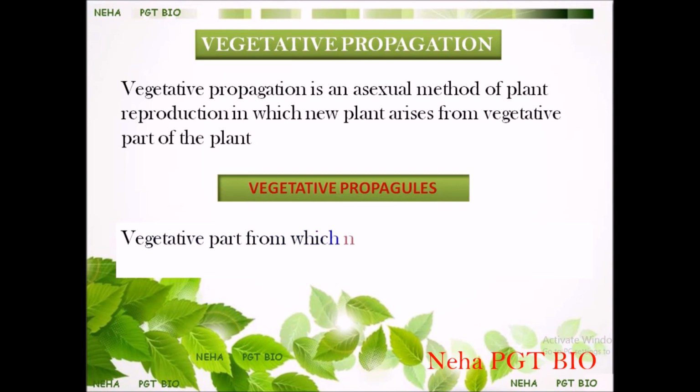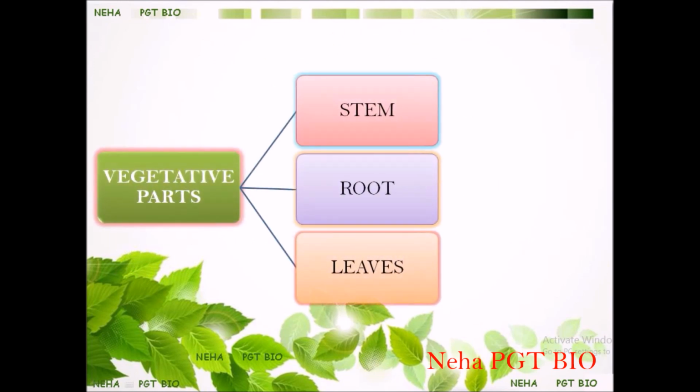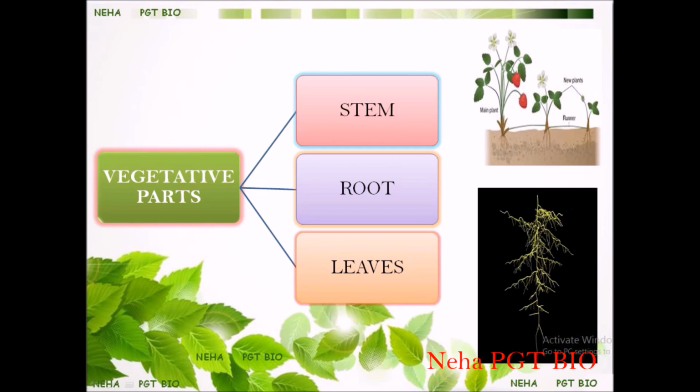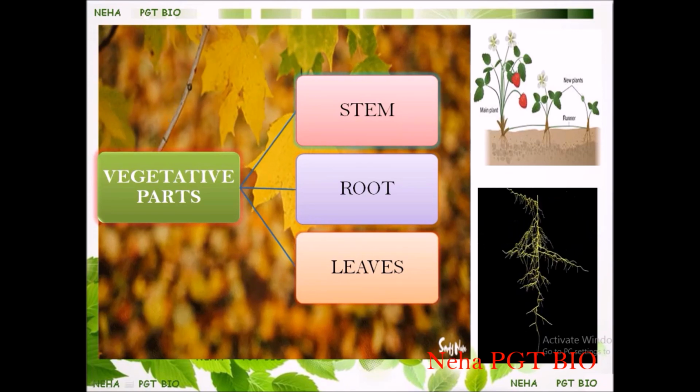These somatic parts which can produce new plants are called vegetative propagules. There are three categories in which we can classify these vegetative parts. First one is stem, second is root, and the third category is leaf. How is stem helping in formation of new plants?